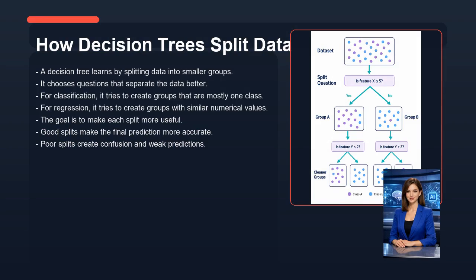Now let's look at how decision trees split data. A decision tree learns by splitting data into smaller groups. It chooses questions that separate the data better. For classification, it tries to create groups that are mostly one class. For regression, it tries to create groups with similar numerical values. The goal is to make each split more useful. Good splits make the final prediction more accurate. Poor splits create confusion and weak predictions.